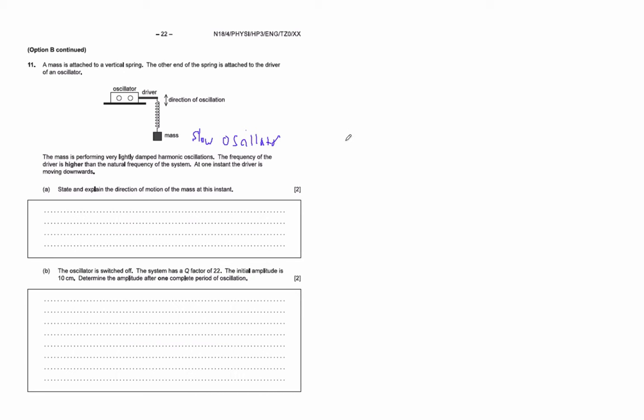Remember, slow oscillators have a small amplitude and they are 180 degrees behind the driver. Remember, the slow ones are the ones that are still responding to it. So let's see. At one instant, the driver is moving downward. Well, if the driver is moving downward, then which way is the mass moving if it's 180 degrees behind the driver?